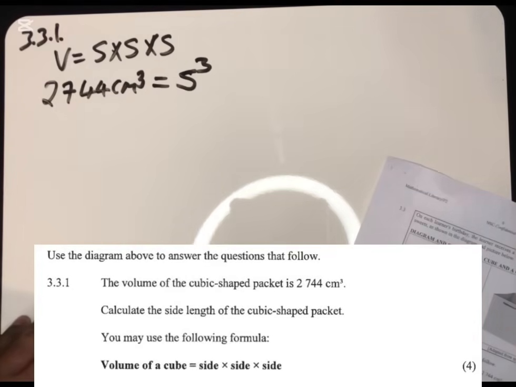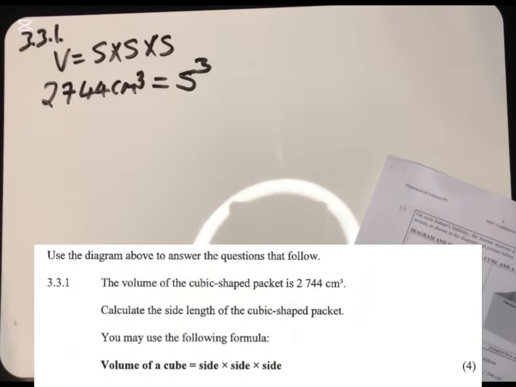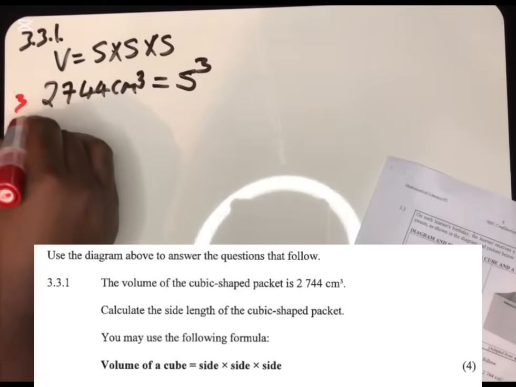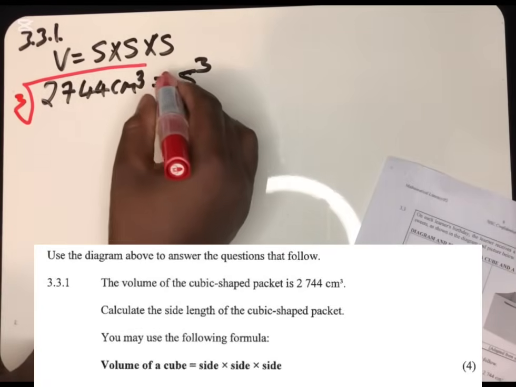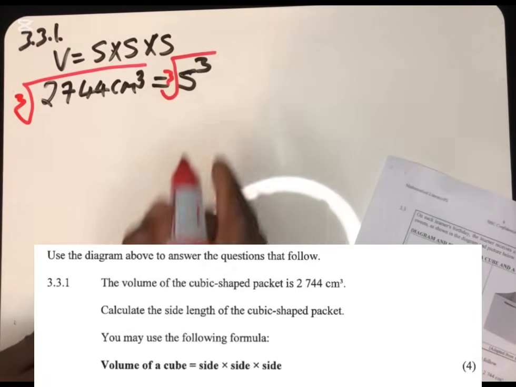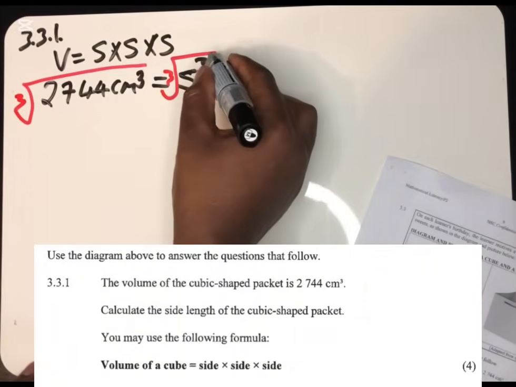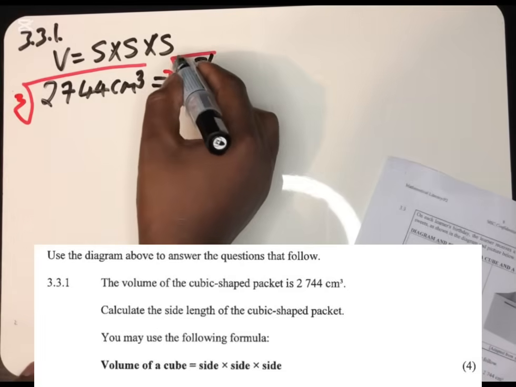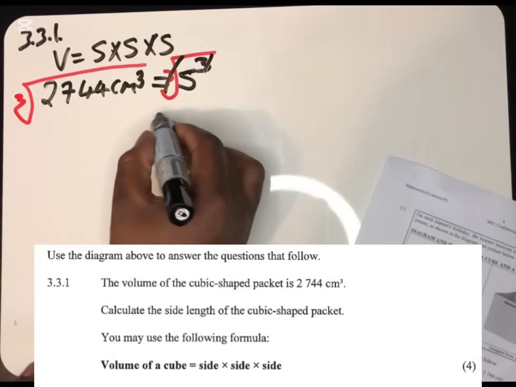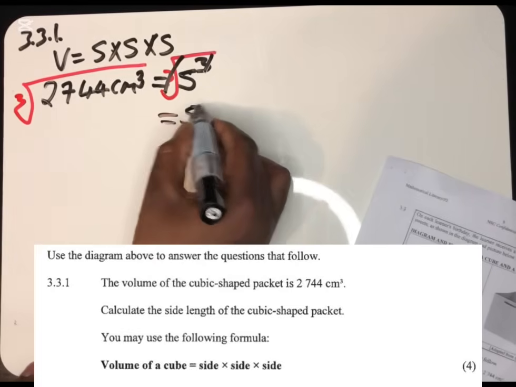So for you to be able to find the side of this, you have to take the cube root of both sides. Let me use a different pen. You're going to say the cube root of this and the cube root of that. So after cube rooting all the sides, this cube and this cube root, they will cancel. You're going to remain with side.